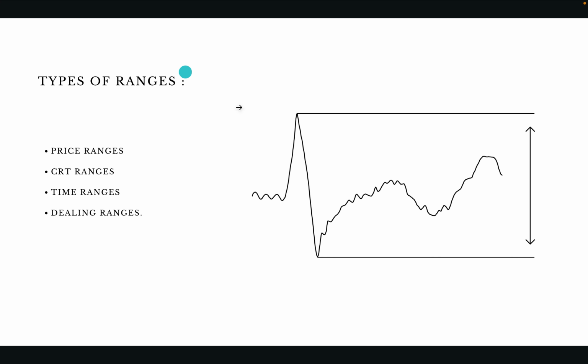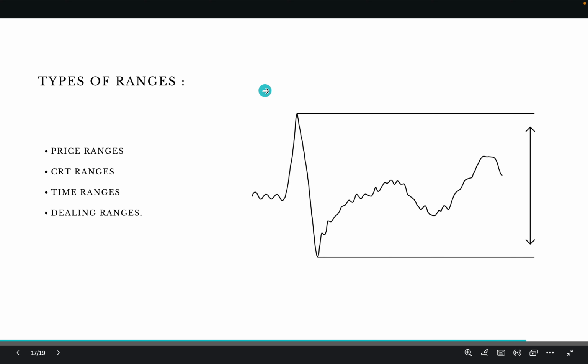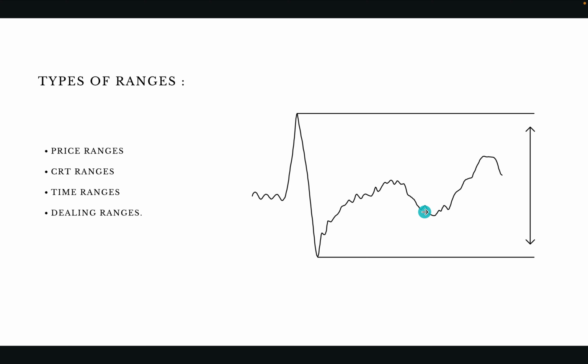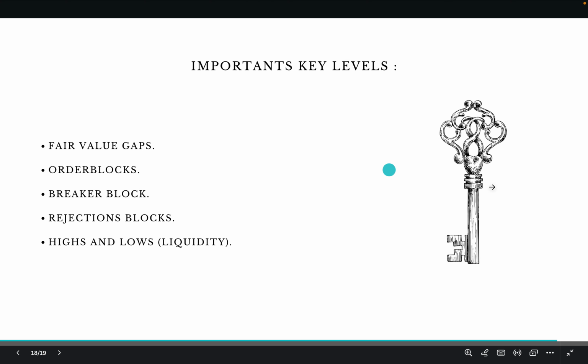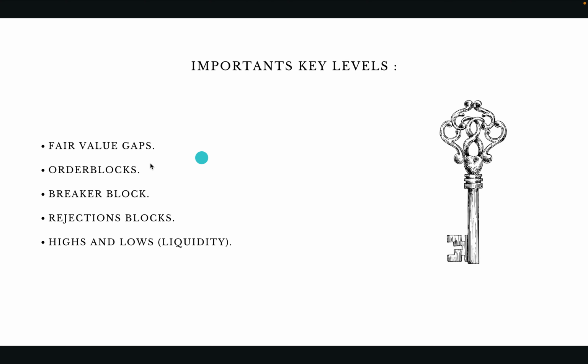Now, the types of range. So you have price range, CRT range, time range, daily range. We are not going to see this. All right. This is a private topic. If you want to see the types of range, go look at the Sham CPI. It'll explain everything in there. The important key levels, like I said, are the fair value gaps, the order block, breaker block, rejection block, highs and lows.